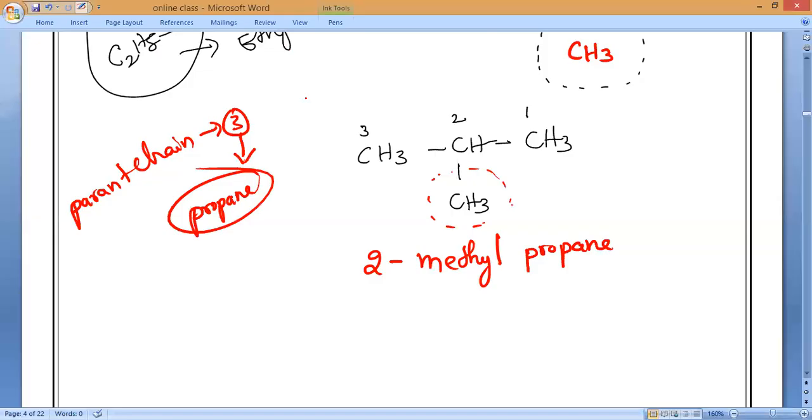Anybody having doubt? Please let me know. Okay, so that is what it is. Write the compound name 2-methyl propane. So the IUPAC name of this hydrocarbon becomes 2-methyl propane. Write it. Any doubt? Anybody can ask.